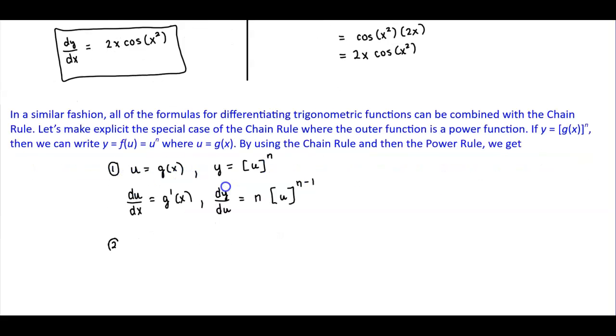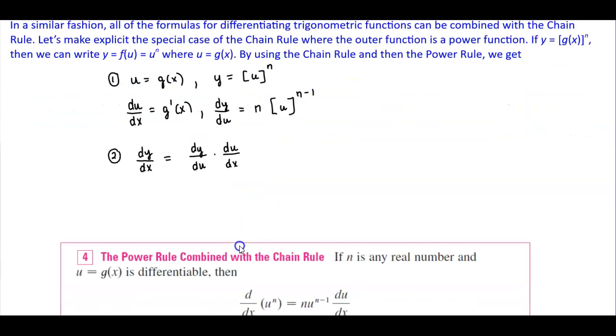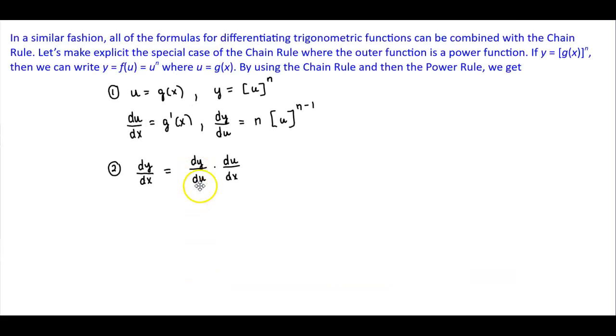Okay, so let's take a look at that formula here. We have dy over dx, which is equal to dy over du times du over dx. We know that dy over du is equal to n times u to the n minus 1. And then we're multiplying that by the derivative of u with respect to x, which is g prime of x. Okay, and so then let's substitute u. We called u g of x, so this is going to be n times g of x to the power of n minus 1 times g prime of x.